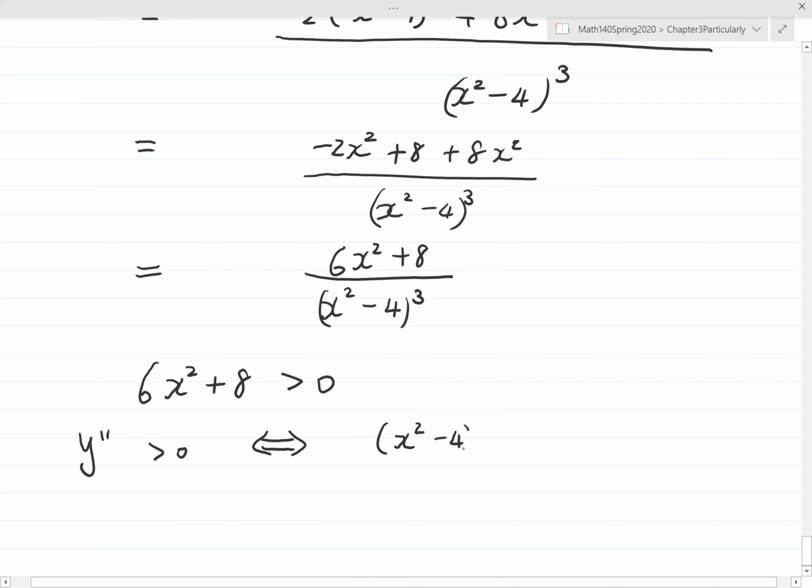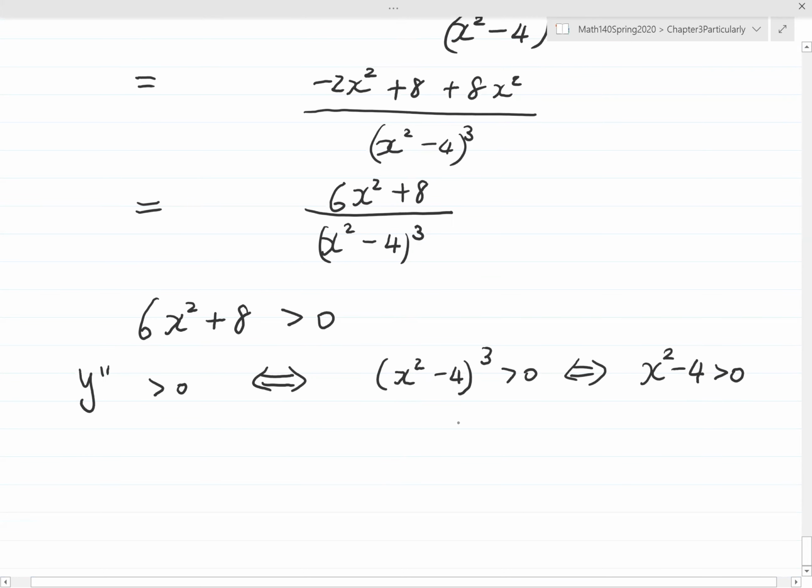the denominator is positive. If and only if, since this is a cube, if and only if this factor x squared minus 4 is positive. If and only if, solve this quadratic inequality, x greater than 2 or x less than negative 2.